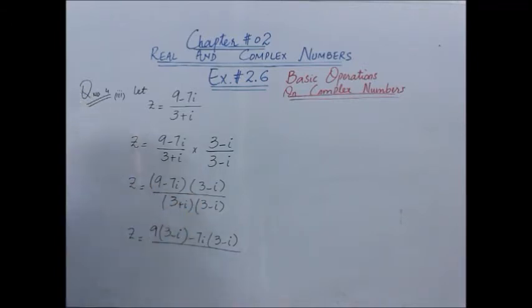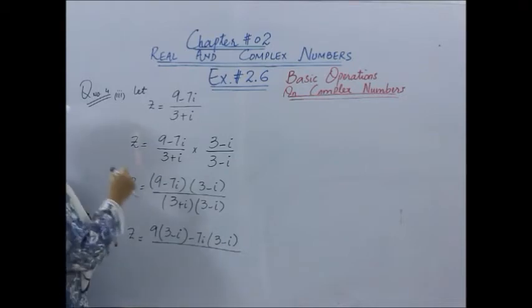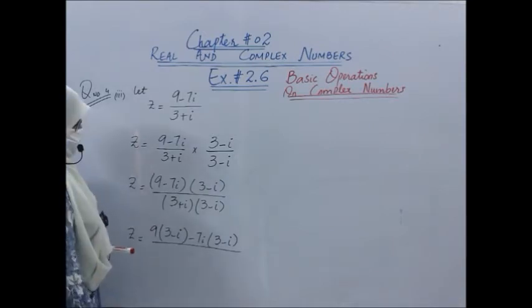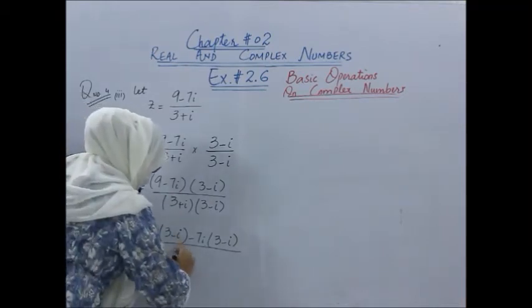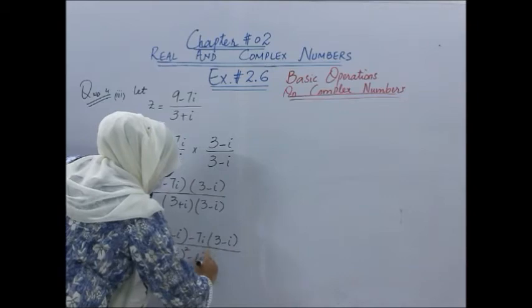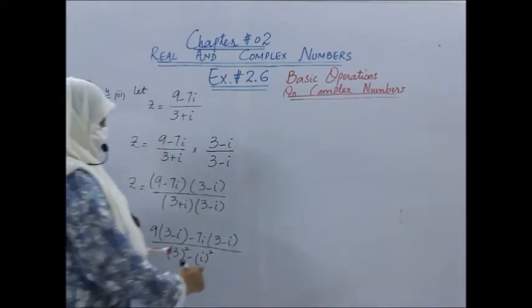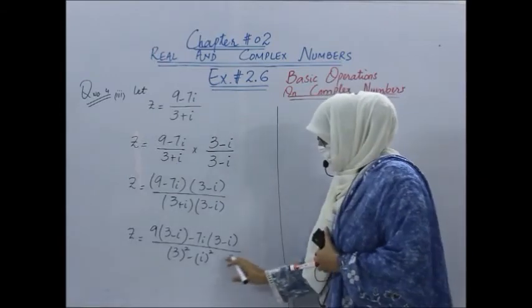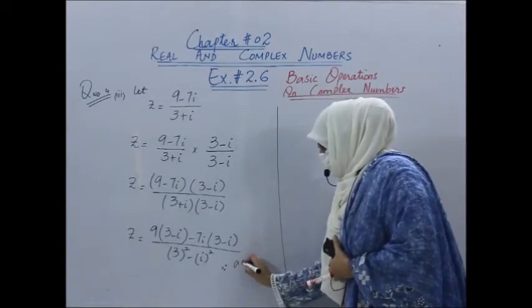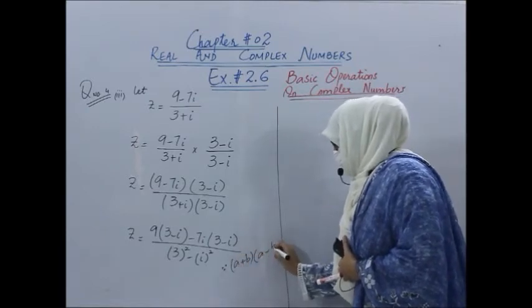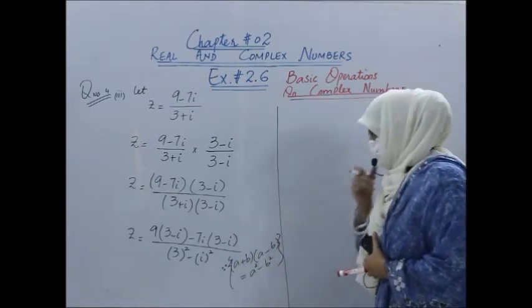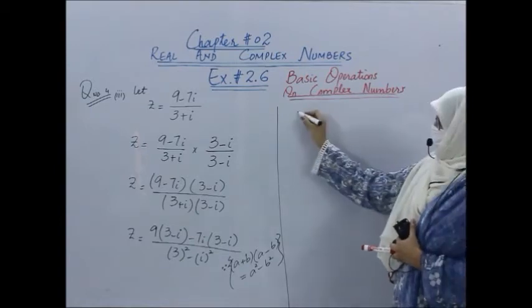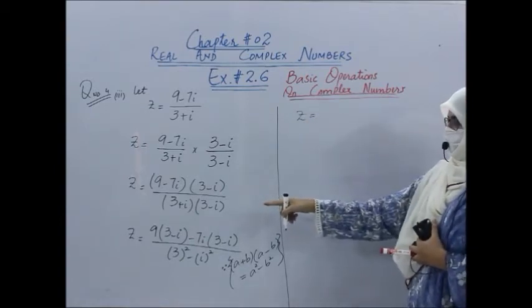Now what about the denominator? Denominator, as you can see, is in the form of a plus b into a minus b. So we can directly use an algebraic formula, that is a plus b into a minus b is equal to a square minus b square. So we can write it like this, 3 square minus iota square. Fine. So which formula have we used here? You will mention it parallel to the step in which you have used it. So you have used a plus b into a minus b is equal to a square minus b square. So this algebraic formula we have used in this step. Now let us simplify it. 9 into 3 minus iota.